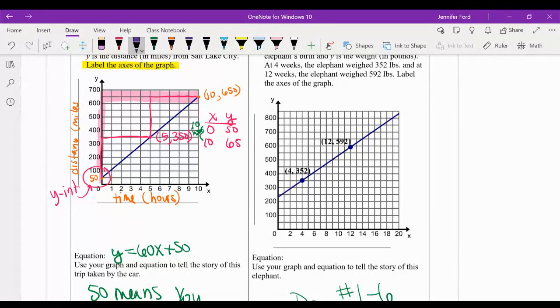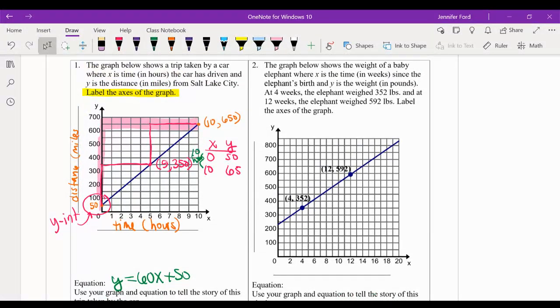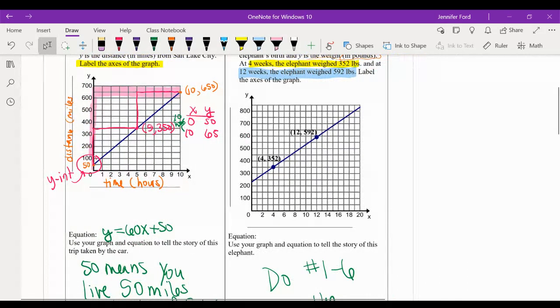Okay. Here we go. The graph below shows the weight of a baby elephant, where X is the time in weeks since the elephant's birth and Y is the weight in pounds. At 4 weeks, the elephant weighed 352 pounds, and at 12 weeks, the elephant weighed 592 pounds. Label the axes of the graph. Okay, so the first thing I'm going to do, it says X is the time in weeks, Y is the weight in pounds, so I'm going to put that here into my graph. X is the time in weeks. And Y is the weight in pounds.